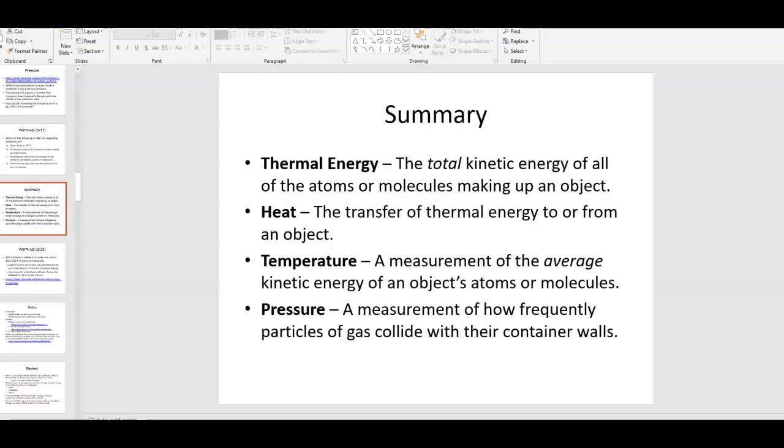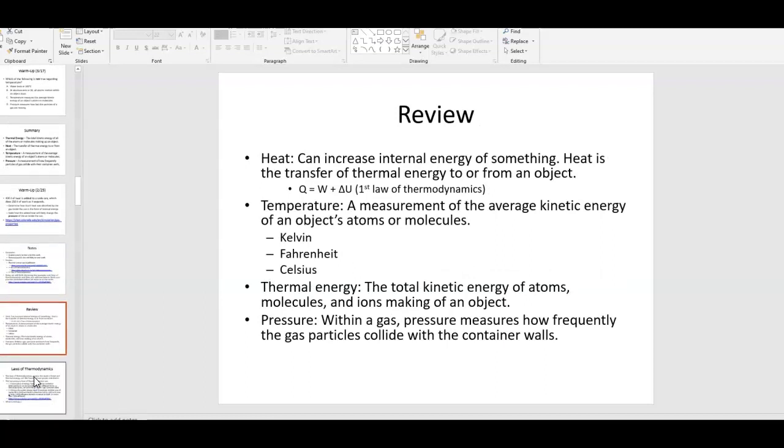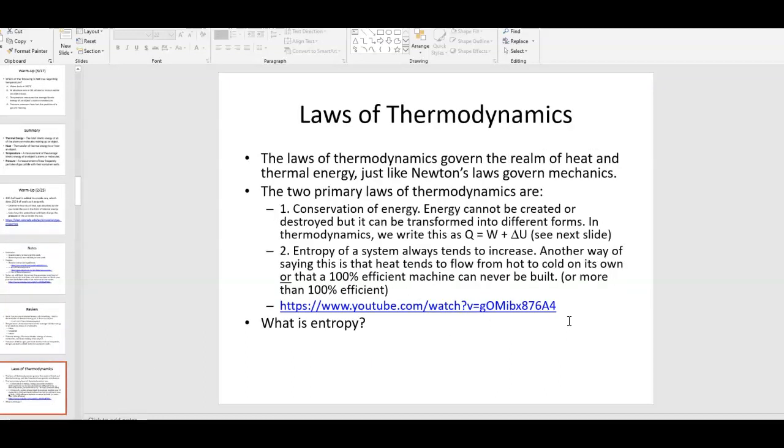Now, going back to the notes, today we're talking about the laws of thermodynamics. The laws of thermodynamics are kind of like Newton's laws for motion. They're just like the overall key concepts that govern this unit. So thermodynamics is the study of heat, which, as we learned in the last class, is the transfer of thermal energy. The laws of thermodynamics have to do with the heat and how it's transferred in different situations.